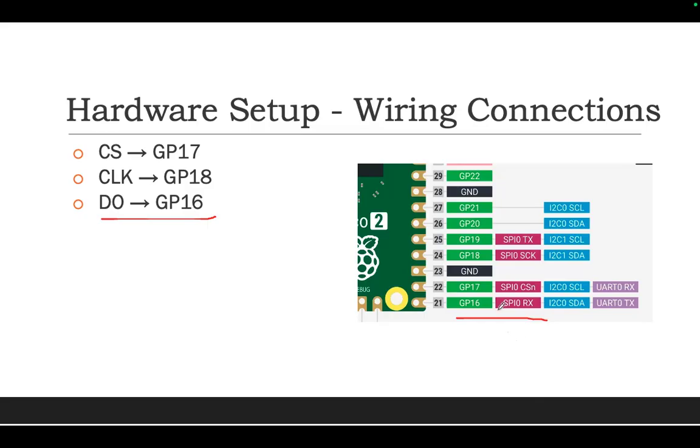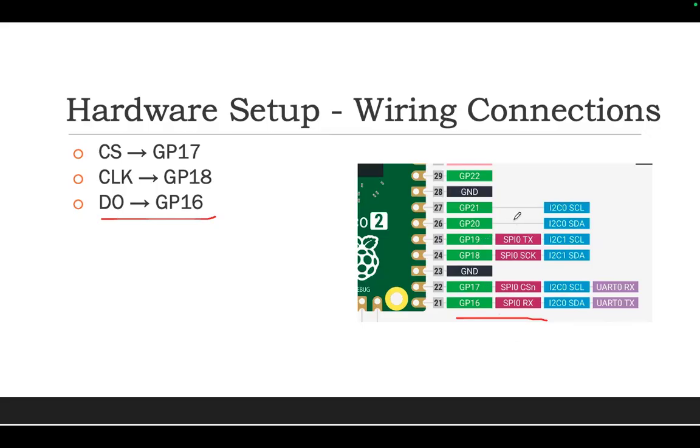It means I use the Pico as a master to read the data from the slave, the TLC0831, right? If you want to send data using the Pico, you need to connect GP19, right? Does that make sense to you?